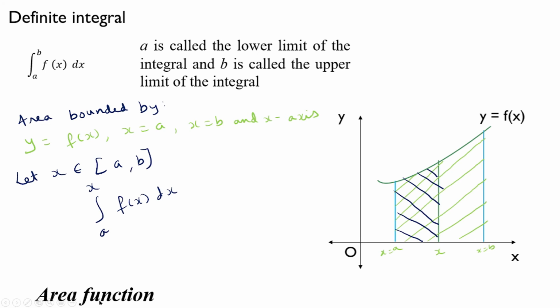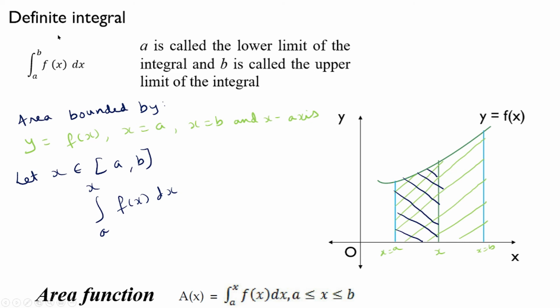Hence, we have the area function, and this area function is given by integral a to x f of x dx because it is a function of x. So, the area function A of x is equal to integral a to x f of x dx, where a is less than or equal to x less than or equal to b. So, this is with respect to the area function, and this is how we can find the area under the curve.